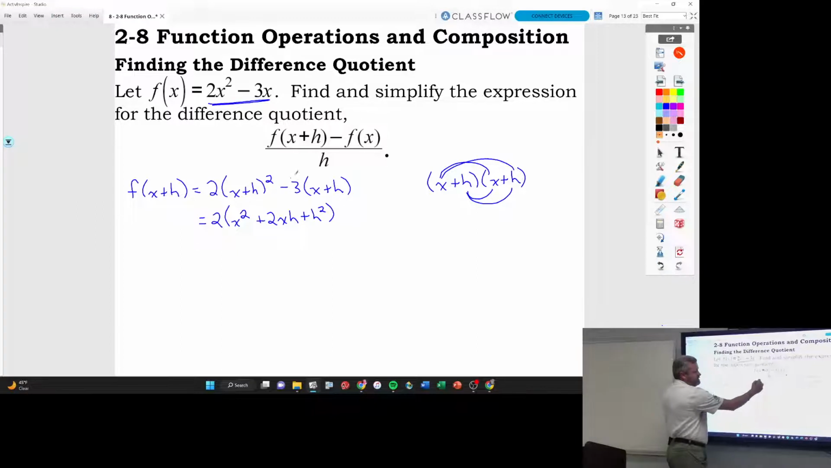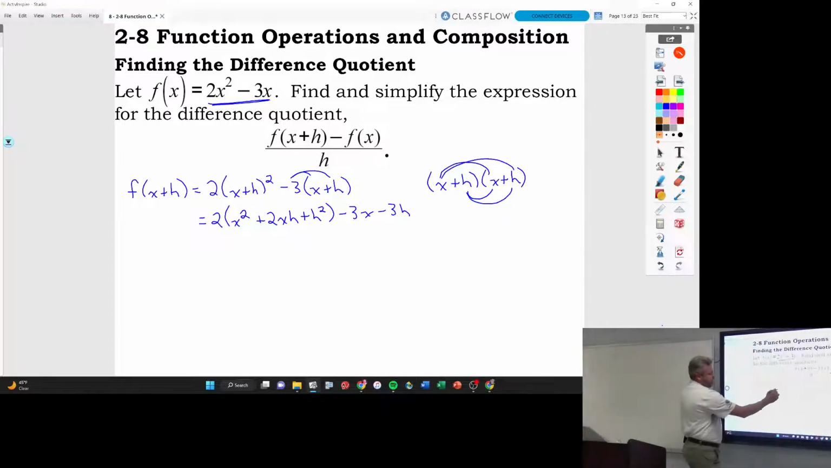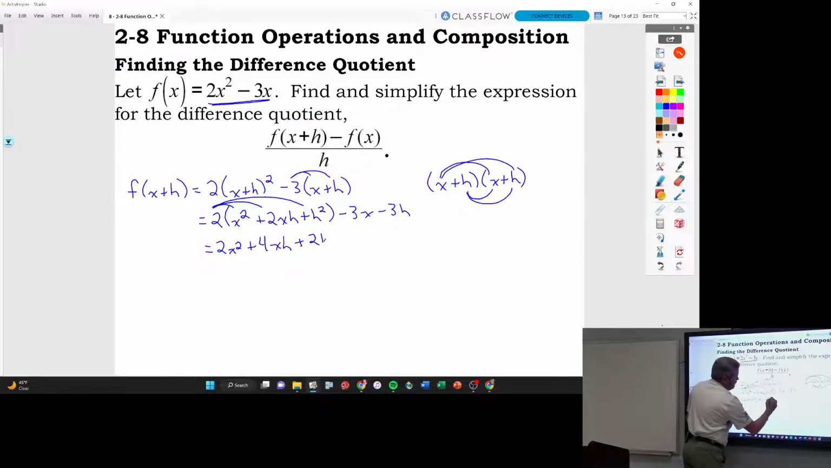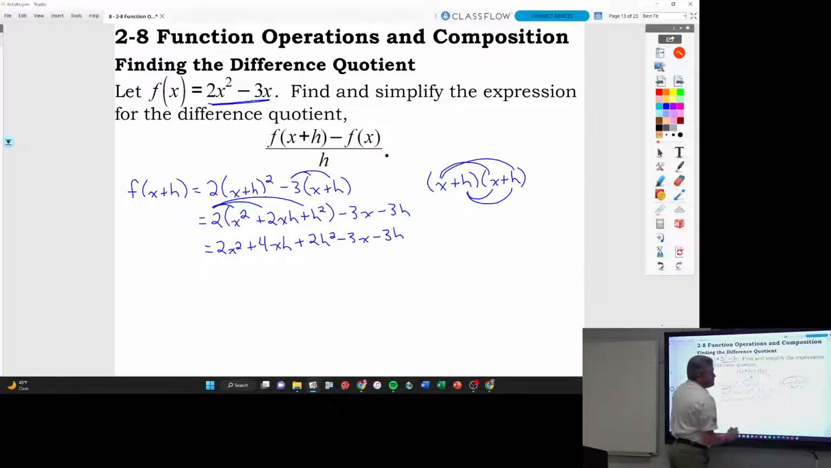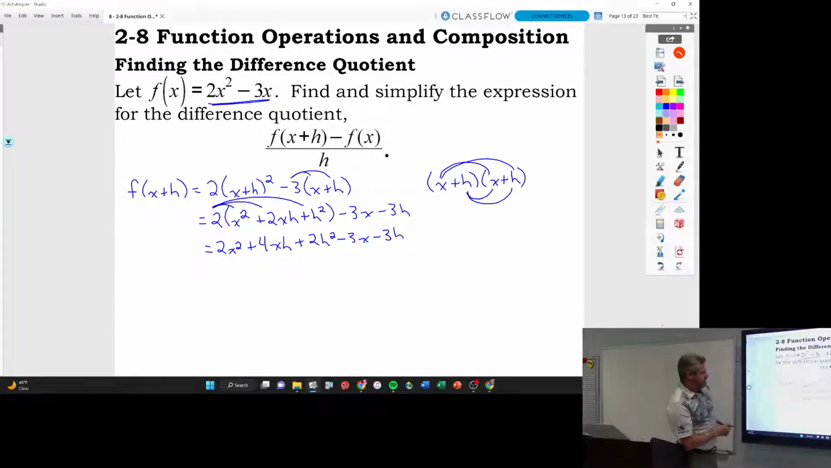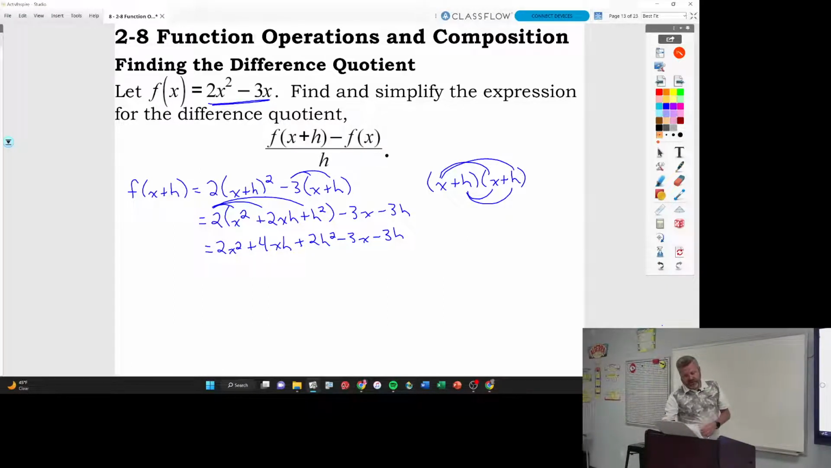I'm going to distribute this negative 3, so minus 3x minus 3h. Distribute the 2 over here, so 2x squared plus 4xh plus 2h squared minus 3x minus 3h. And now combining like terms, and I don't have any. Okay, so there is your value for f of x plus h.